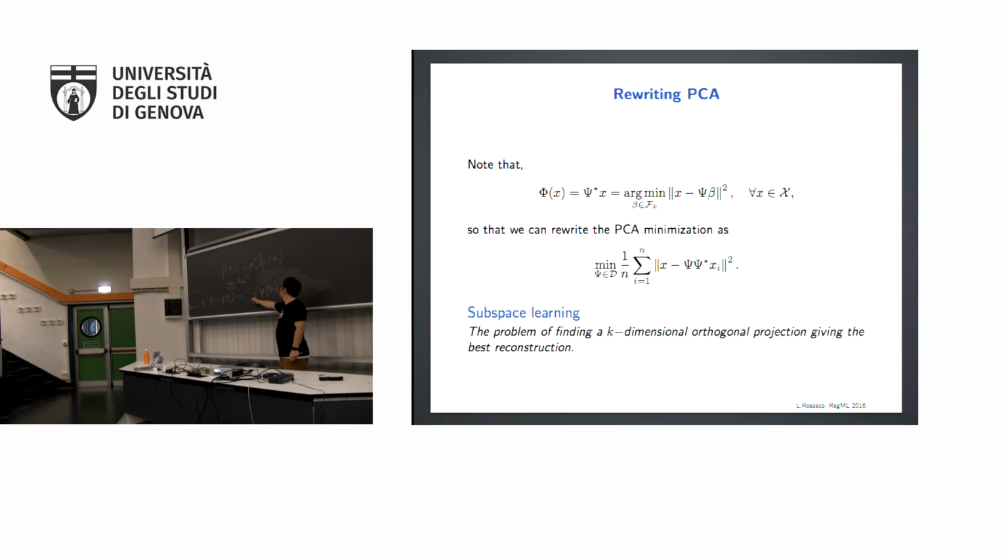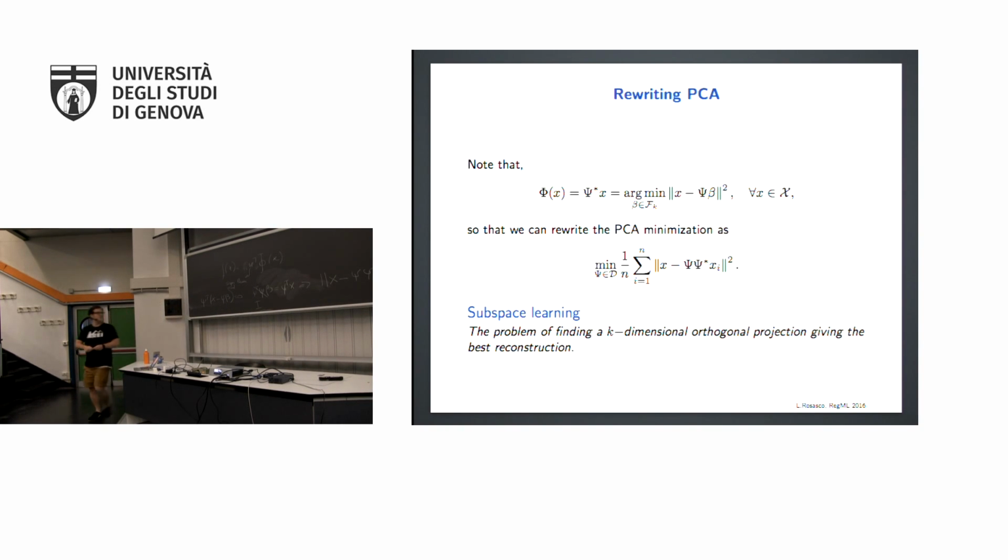How much is this? Just to check if somebody's awake, because it's written up. This is the identity, so this goes away, so this is what you get. Okay? Let's plug it back in. You get x minus psi psi transpose x, squared. I denote the transpose by the star because it's an adjoint, but it's the same.